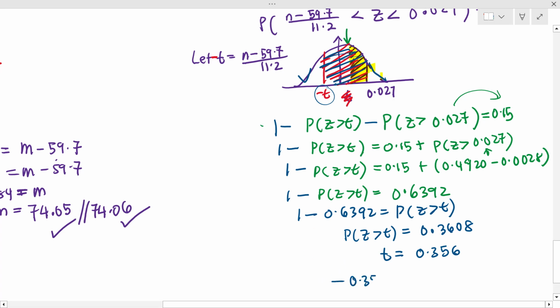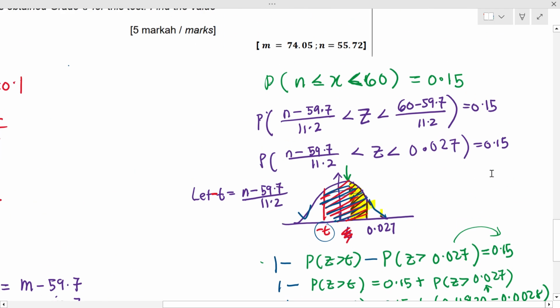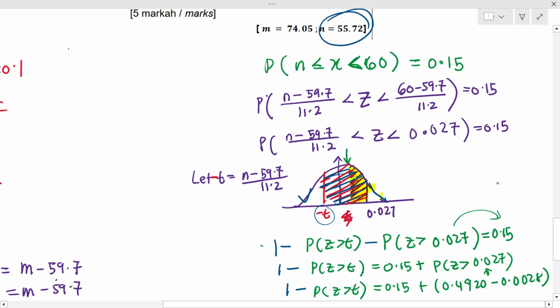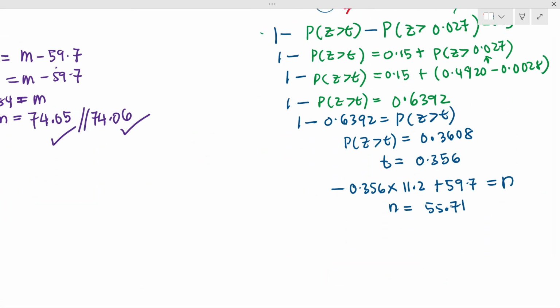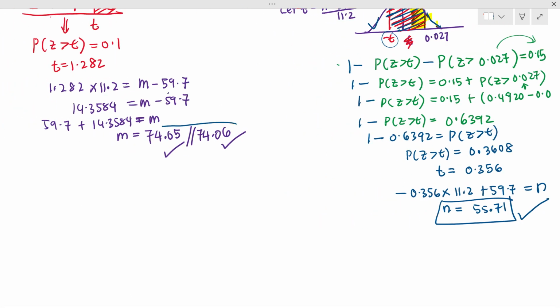So 0.356 times 11.2 and then plus 59.7. I do one shot and you get your n. So what is your n? It should be 55.71. This is what I am getting. It is very close with 55.72. Due to rounding off they will accept plus minus 1. Don't worry, so this answer tallies, and also this answer.